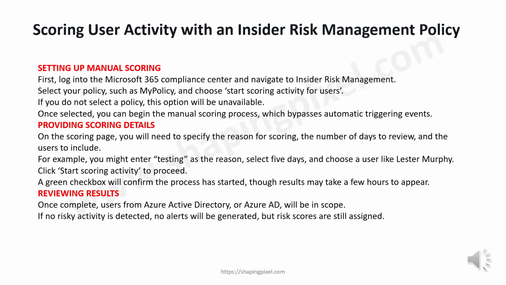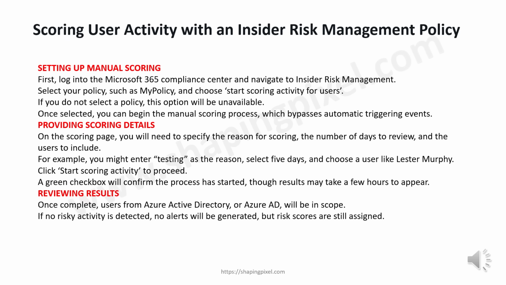Once selected, you can begin the manual scoring process, which bypasses automatic triggering events. On the scoring page, you will need to specify the reason for scoring, the number of days to review, and the users to include. For example, you might enter testing as the reason, select 5 days, and choose a user like Lester Murphy. Click Start Scoring Activity to proceed. A green checkmark will confirm the process has started, though results may take a few hours to appear.